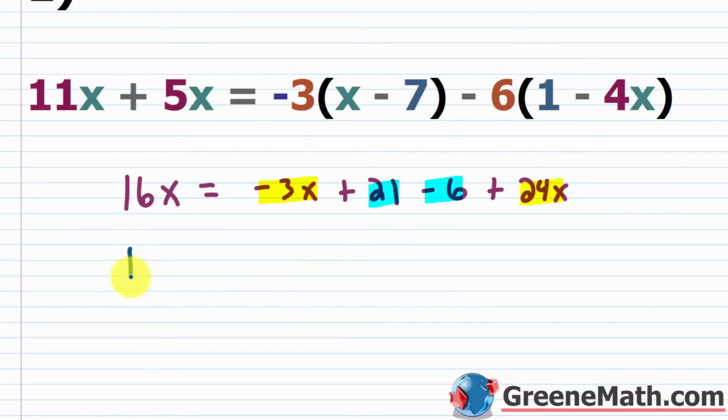So on the left-hand side, you just have 16x. I can't do anything with that. That's as simple as I can make that. On the right-hand side, -3x plus 24x, that's going to give me 21x. And then 21 minus 6 is going to give me 15. So let me put plus 15 like that. Okay, can I do anything else on the right? No, 21x and 15 are not like terms. On the left, I just have a single term, 16x. Okay, so that's the end of the first step.